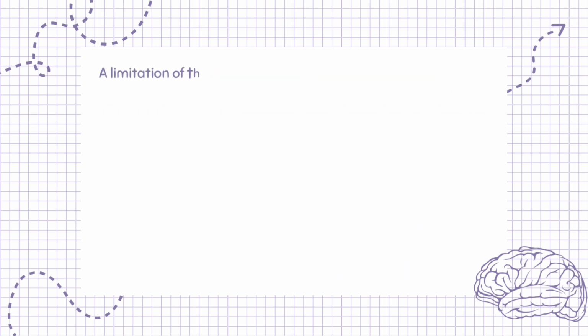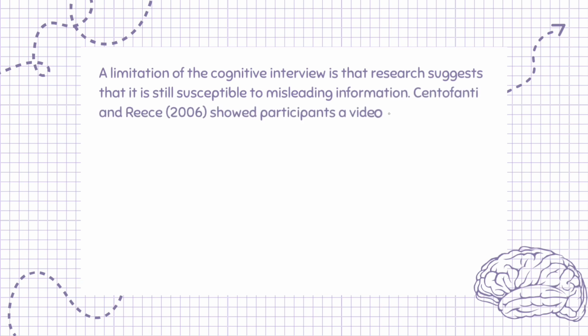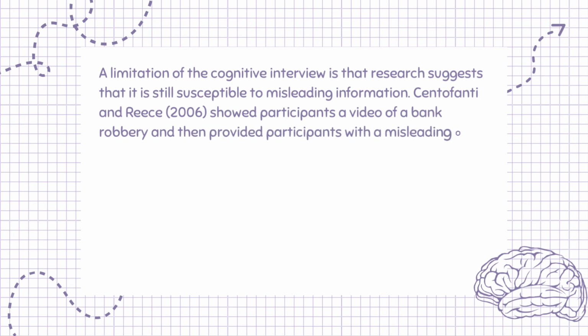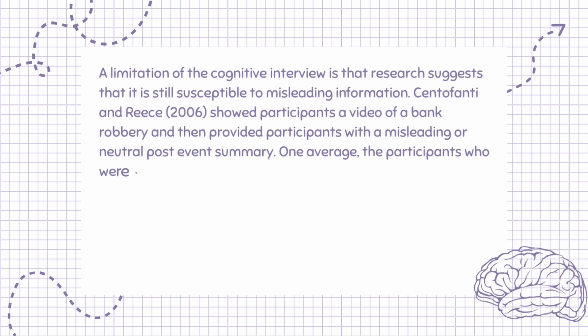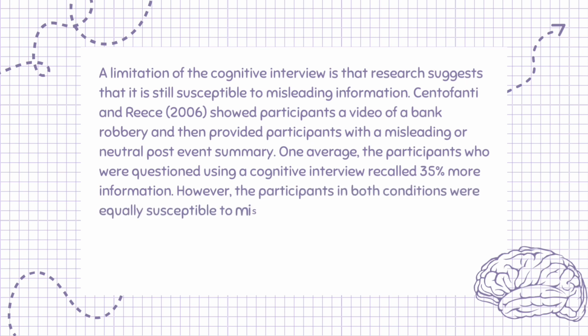A limitation of the cognitive interview is that research suggests that it is still susceptible to misleading information. Centofanti and Rees, 2006, showed participants a video of a bank robbery and then provided participants with a misleading or neutral post-event summary. On average, the participants who were questioned using a cognitive interview recalled 35% more information. However, the participants in both conditions were equally susceptible to misleading information.